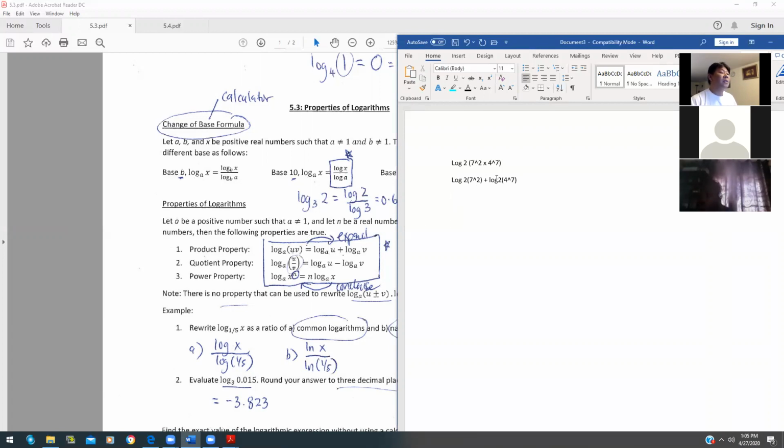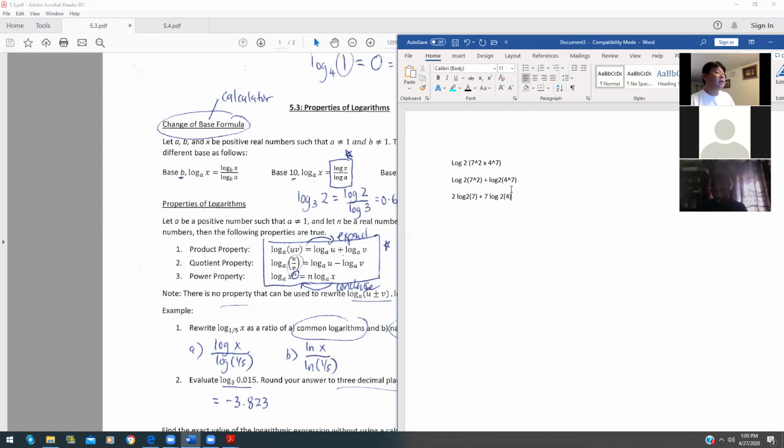And then what happens with the powers? Anyone remember what we do with the powers? We can use the power property. You can bring the powers up front. So in this case, your 2 can come up front, your 7 can come up front. So you will get 2 log base 2 of 7 plus 7 log base 2 of 4.